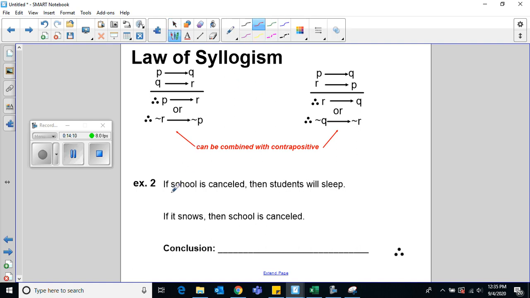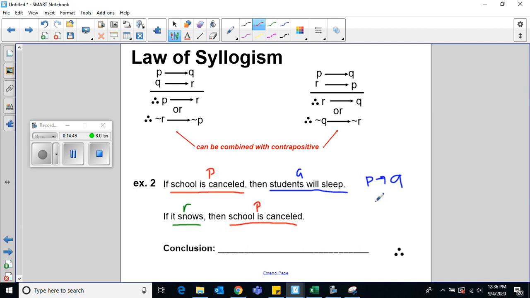So if school is canceled, there's our P. Then students will sleep. Here's our Q. So we go if P, then Q. Okay, and then it says if it snows, well, that doesn't look like anything we have up there, so that's got to be something new. So if it snows, here's R. Then school is canceled. What does that match? That matches P.